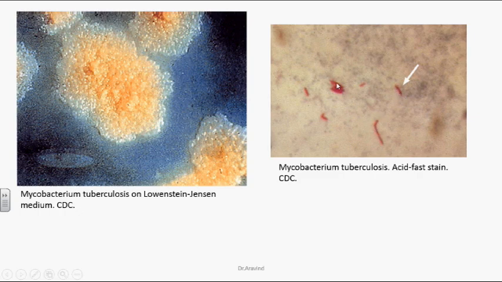And this is nothing but cord factor, a serpentine-like fashion, and this organism has one important lipid material called cord factor. Because of this cord factor, you can see the clumps of these organisms in acid-fast staining as well as in the growth. We can refer to these clumps as serpentine fashion or serpentine cords.